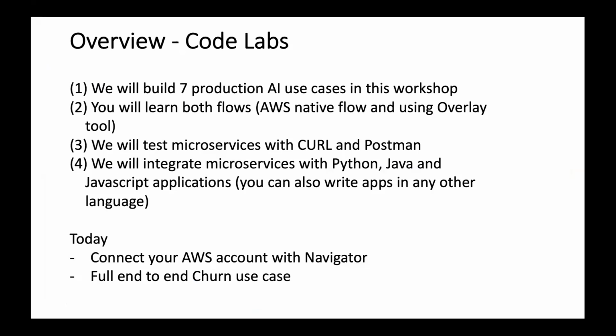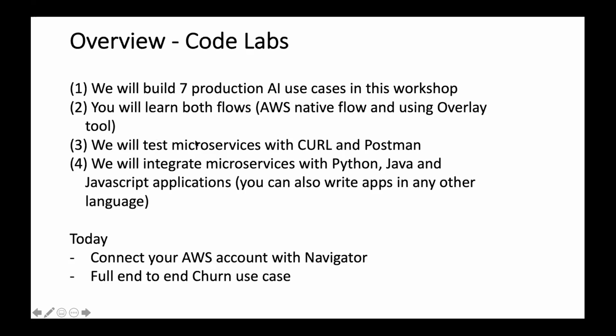So just a quick overview of the code labs. This is not just for today's code lab, but also the code labs that we will have in the next 7 sessions. We will build 7 production AI use cases across these 8 sessions. Today we'll do the first one, which is churn, and then we will have 6 others that we will cover in the next 7 sessions. And as I mentioned, you will learn both flows, the AWS native flow and the overlay Navigator flow. We will show you how to use both of them and also how to interact between them so that you will come away from these 8 sessions fully empowered to build it in any way you like.